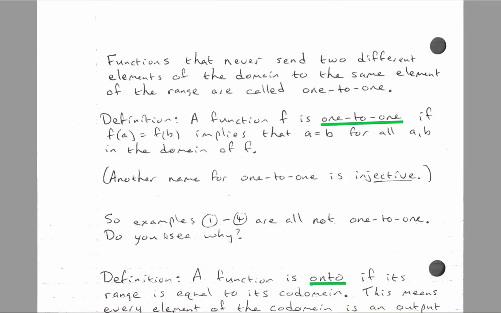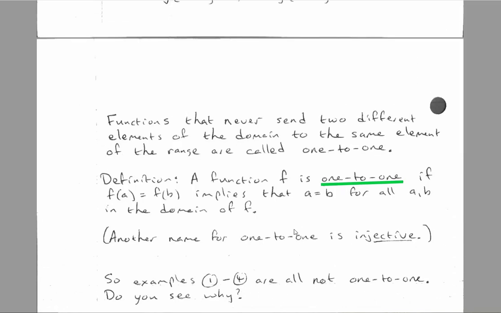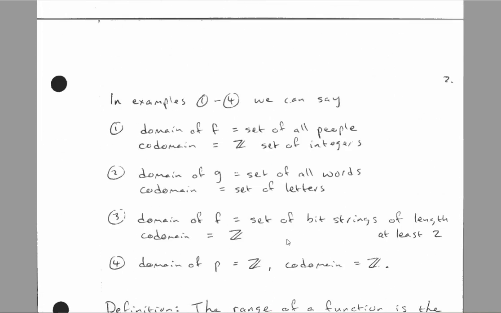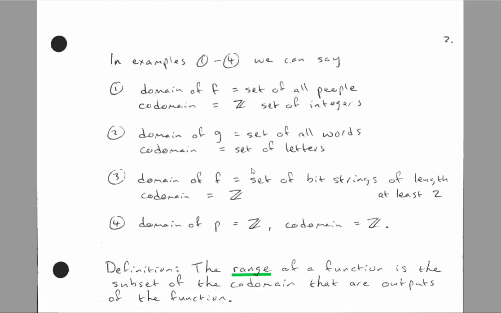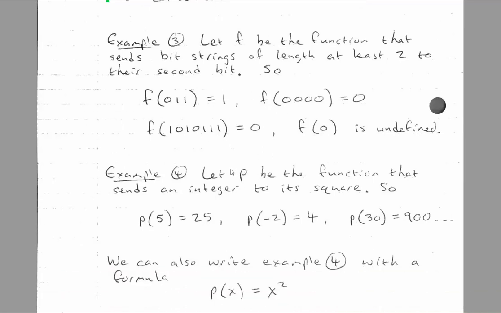All right, so we've seen the word function is not injective. What about the others? Well, lots of people can have the same age, so that age function's not injective. And the bit function's not injective. For example, these two guys, 0000 and 101011, get sent to the same place. So this one's not injective.